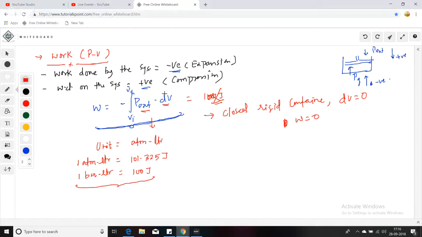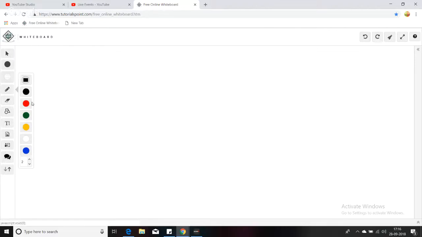Now the next term that we have is internal energy. Tell me one thing I wanted to ask you. Change in internal energy dU equals n Cv dT is one of the formulas we have. Yes or no? When can we use this formula? dU equals n Cv dT.